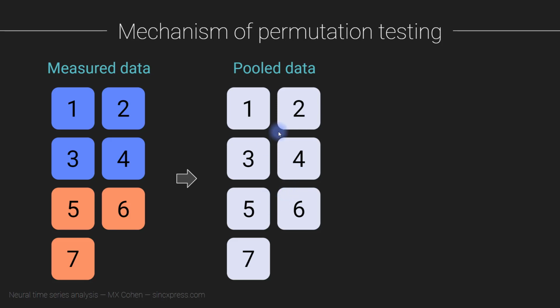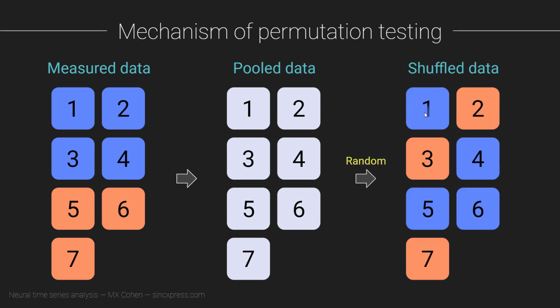Okay, and then what we do, which you might already be able to guess based on the label permutation testing, is we randomly reassign these conditions to different data points. So it might look something like this. We still have four blue trials and we still have three orange trials. So the number of conditions and the number of elements in each condition doesn't change. What does change is that we are randomly remapping the condition label to the data point. So for one particular shuffling, one particular random iteration, it might look something like this.